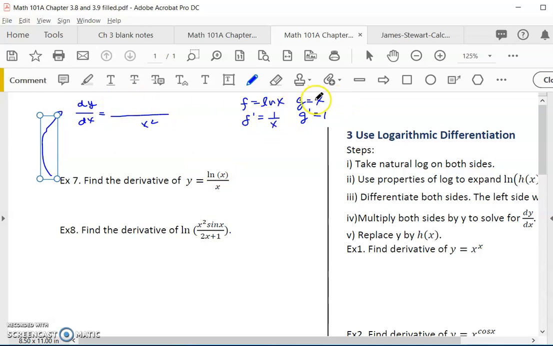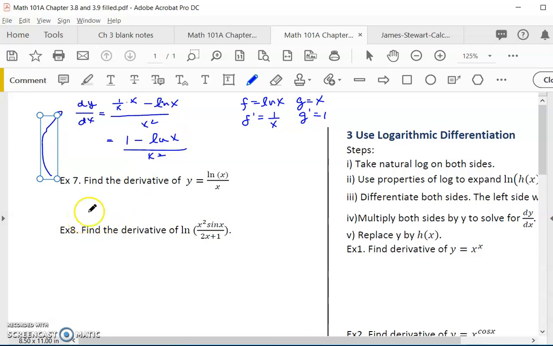1 over x times x. Oh, 1 over x times x, that cancels, becomes 1, right? Minus g'f. g prime is 1 times ln x, so this is just ln x. So this becomes 1 minus ln x in the top, and the bottom is x squared.